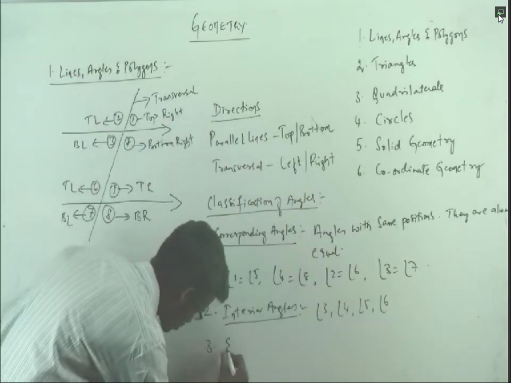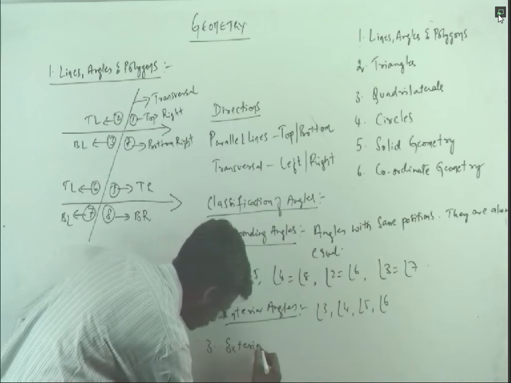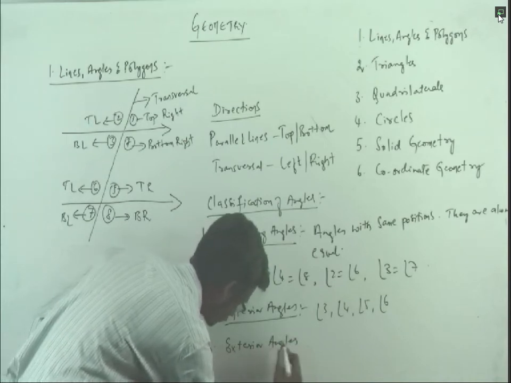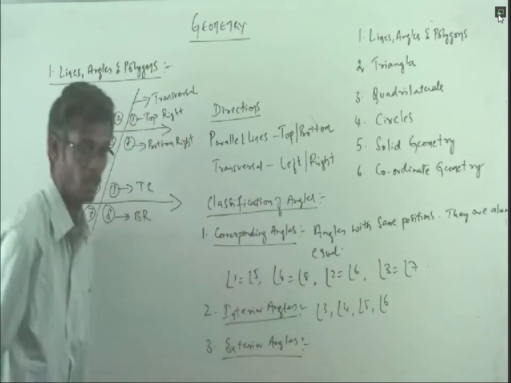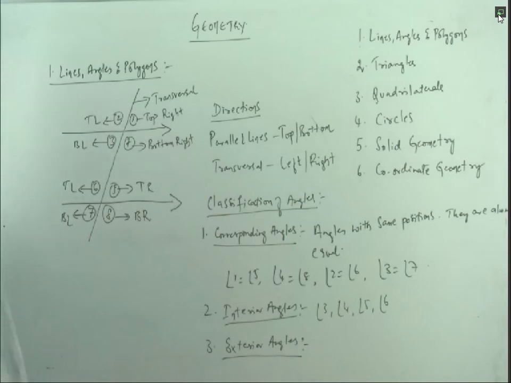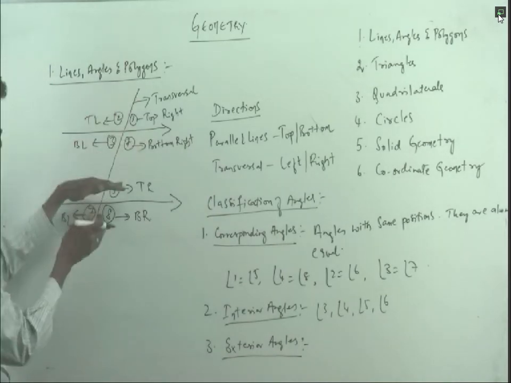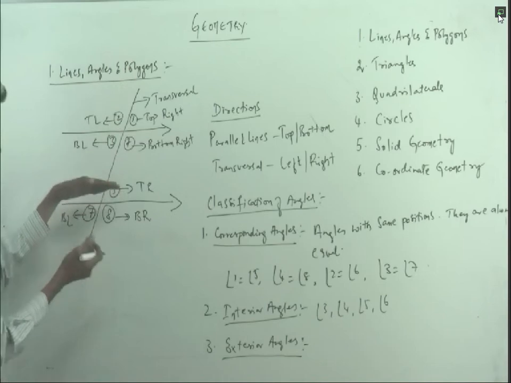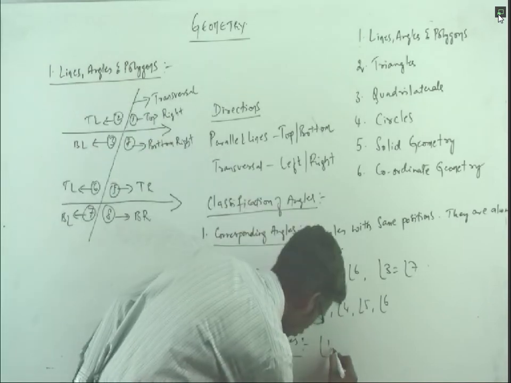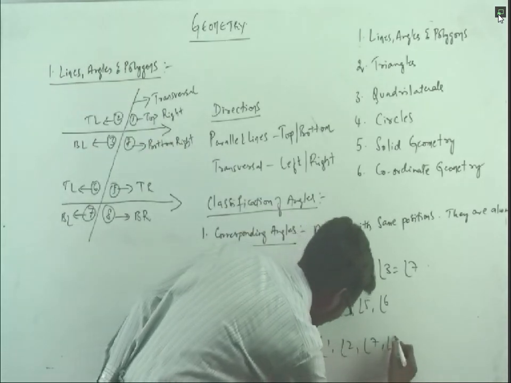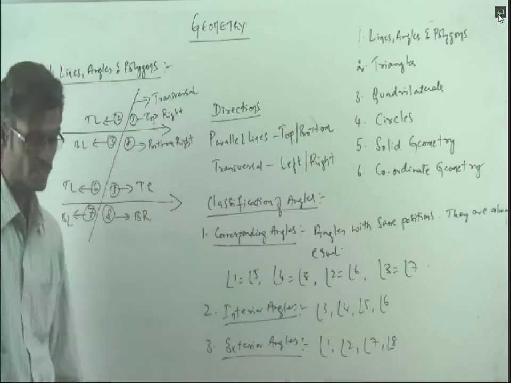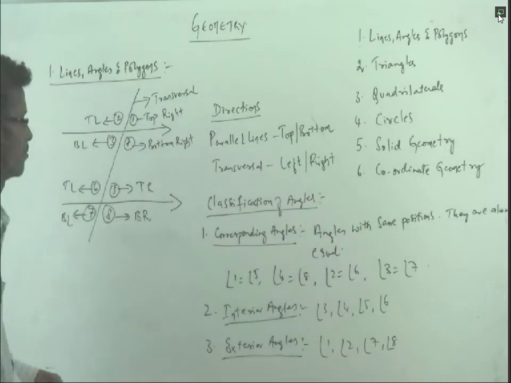And the third one, exterior angles. Exterior angles means angles which are outside of the parallel lines. If you consider this parallel line, there are two angles outside, 1 and 2, and on this parallel line, two angles outside again, 7 and 8. So angle 1, angle 2, angle 7, and angle 8. These are the first three classifications.